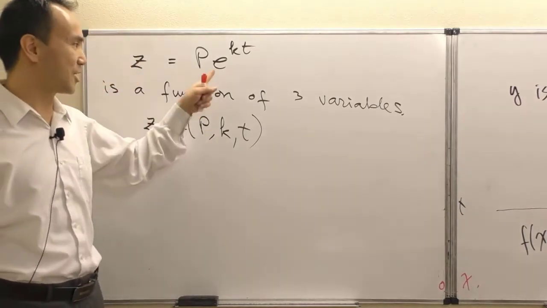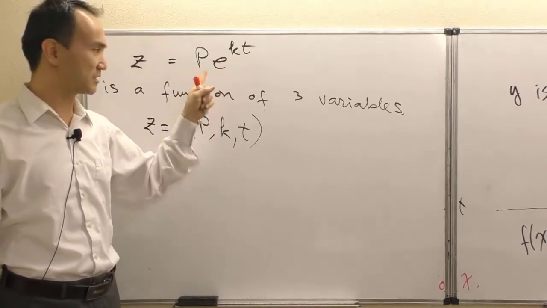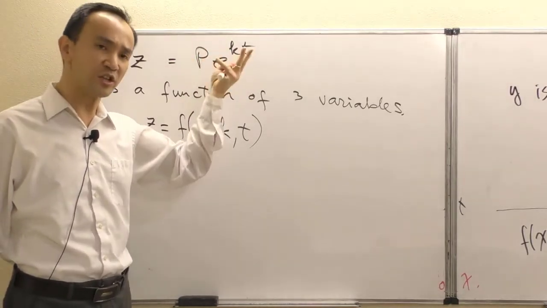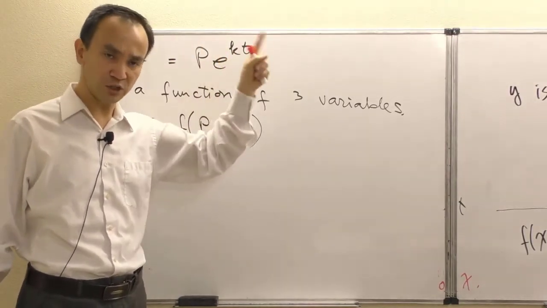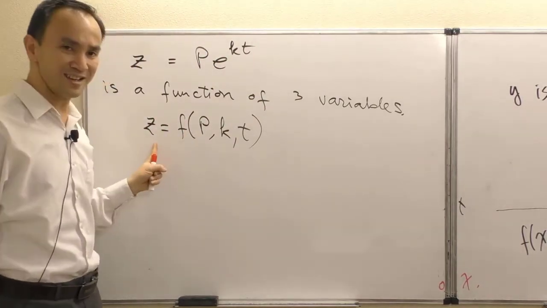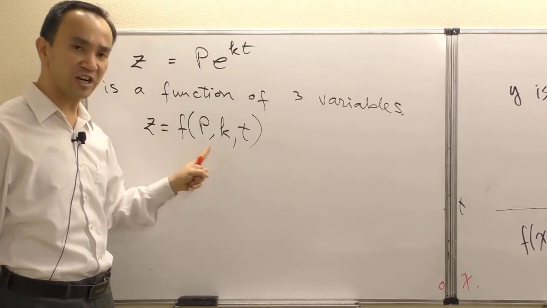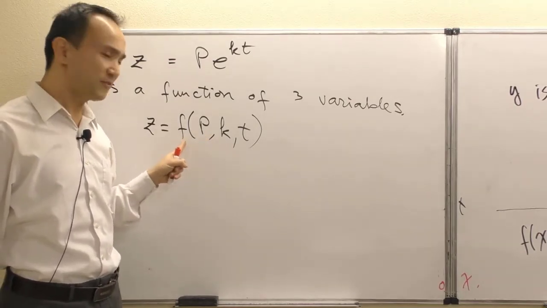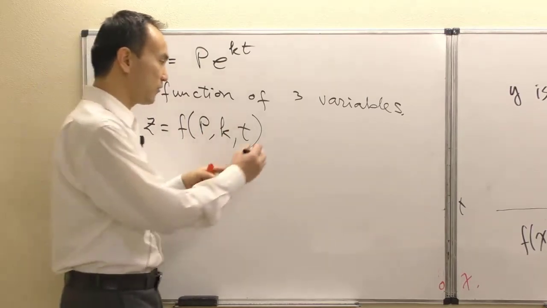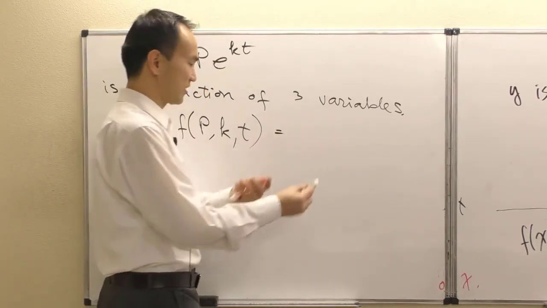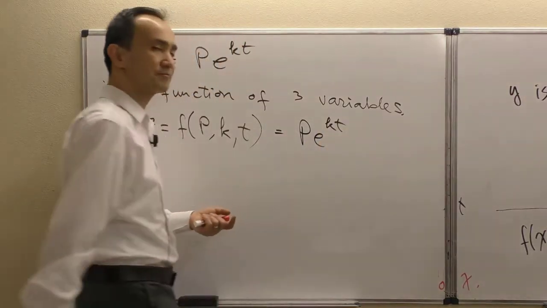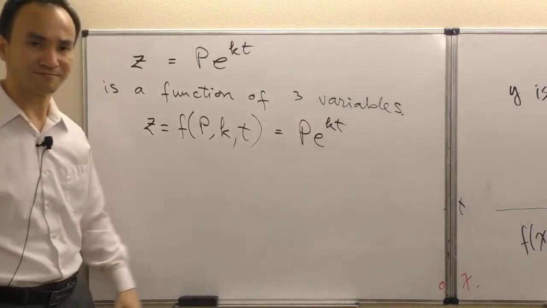So we only have three variables here, but the idea now is that switching to a different triplet of these three values will cause a different output for z. That's why z here is clearly a function of three variables. F is the name of the function, of P, K, and T. And the rule for the function here is P times the exponential of K times T.